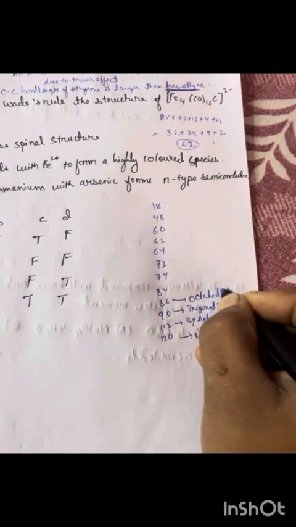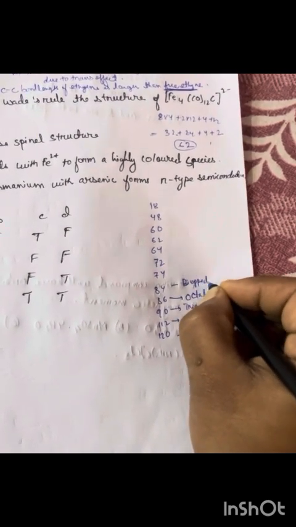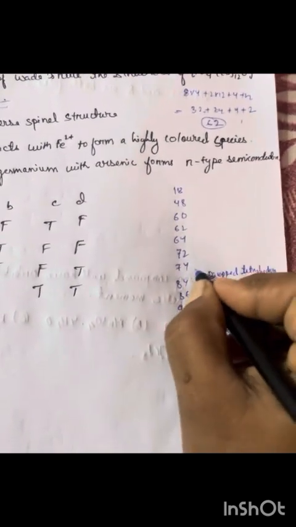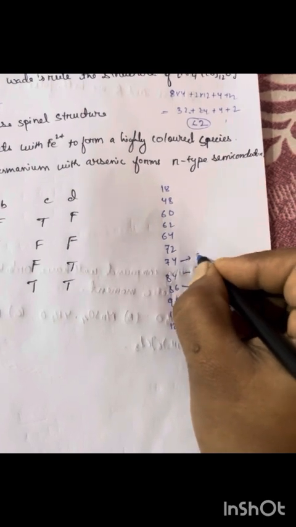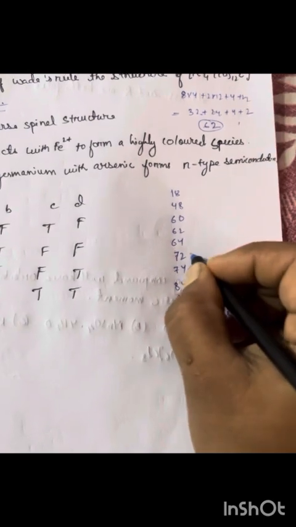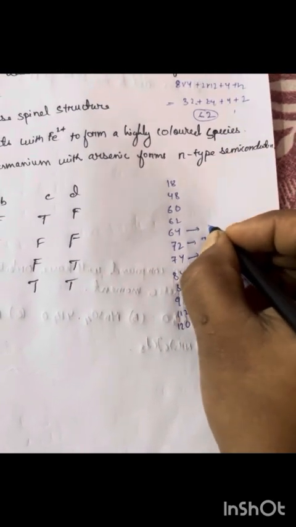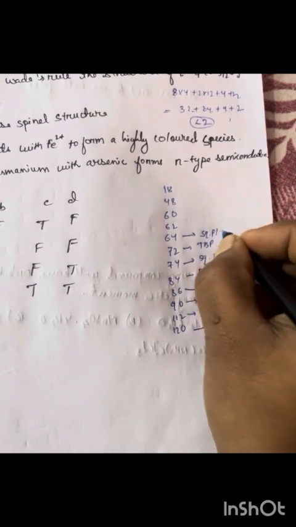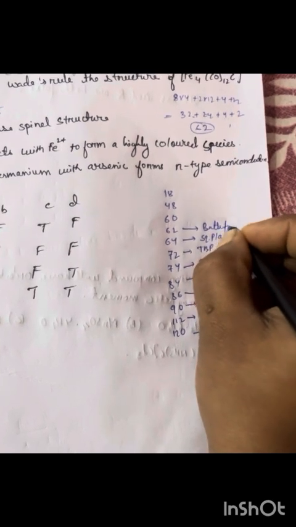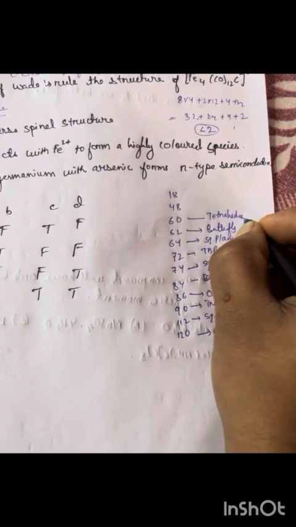Octahedral. Next, this is bicapped tetrahedron. 74 is square pyramidal. 72 is TBP. 64 is square planar. 62 is butterfly. 60 is tetrahedral, right? 60 is tetrahedral.